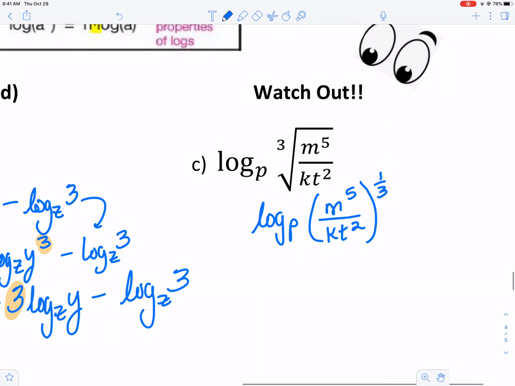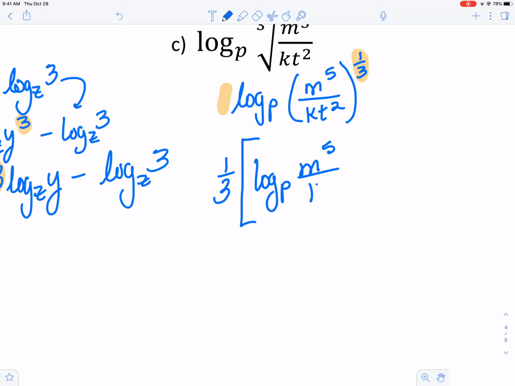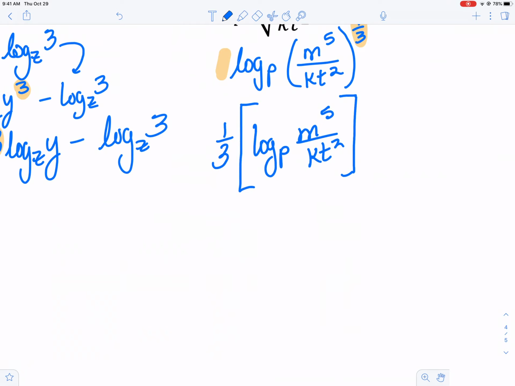Now that we have a power, we can bring the power out front. So we're going to bring this and stick it right here in front. So I'm going to have 1/3 of all of whatever I have, log base p of m to the 5th over kt squared. Now I'm going to take this stuff on the inside and start slowly pulling that apart.